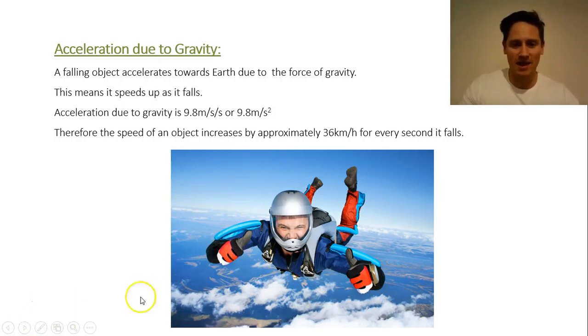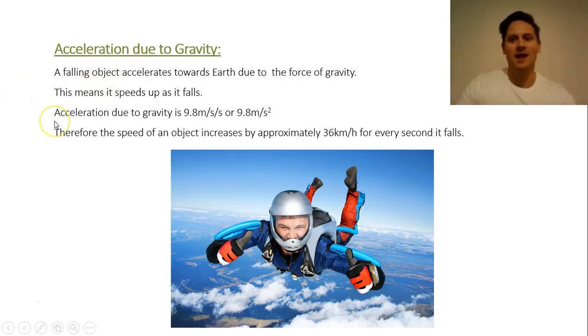Now what we're looking at here, we've got a skydiver. He looks pretty happy with himself as he's falling down to Earth. Hopefully his parachute's working. When that skydiver is falling, he's going to be speeding up. So the moment that he jumps off of the plane, he's going to be going faster and faster and faster until either he pulls the parachute or he splats onto the floor.